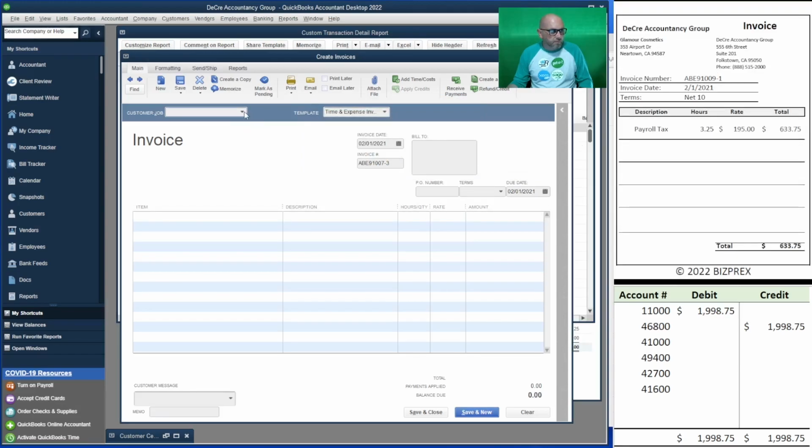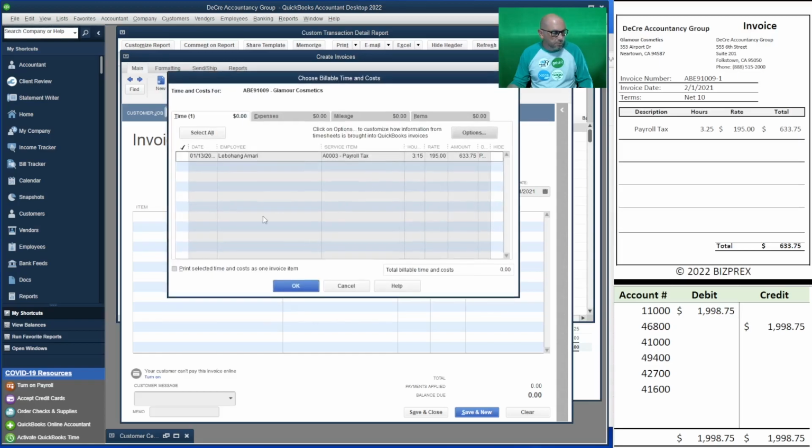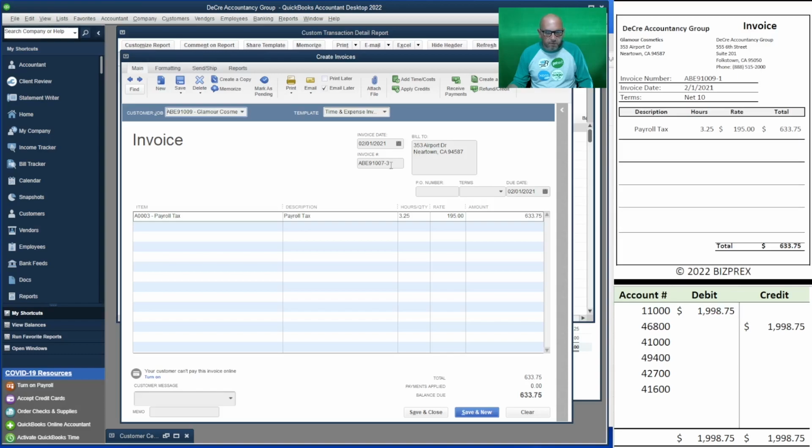Same thing here. Glamour Cosmetics. We're doing payroll. All right. There it is. Debits and credits. There they are. Debits and credits are in balance. These are the debits and credits behind the interface. This is debit to 11,000. This is credit to 46,800.